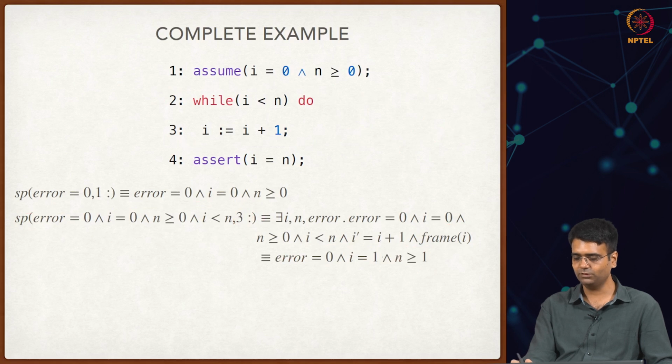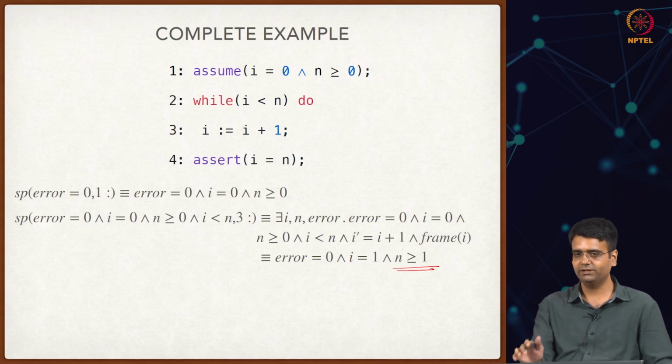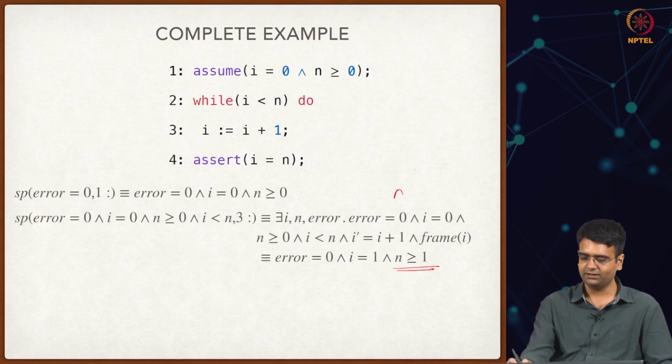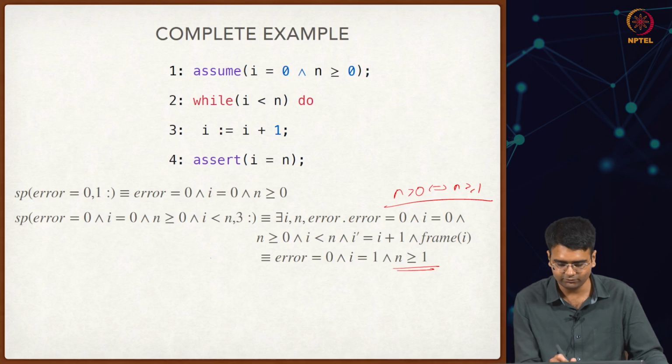So error equal to 0, I equal to 1, and n is greater than 0, which I have written as n is greater than or equal to 1, right. So assuming that we are in the theory of integers, assuming all these variables are integers, n is greater than 0 is equivalent to n is greater than or equal to 1. Okay. So this is the formula that I get. So this is F1, right.